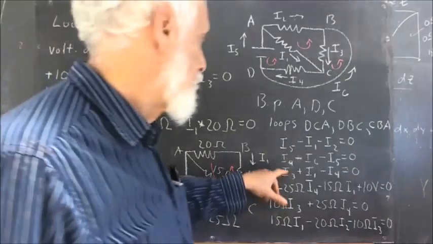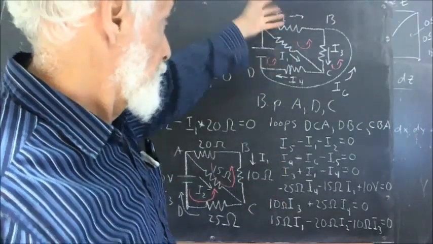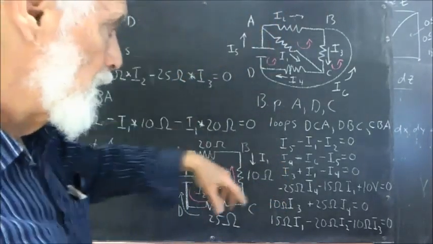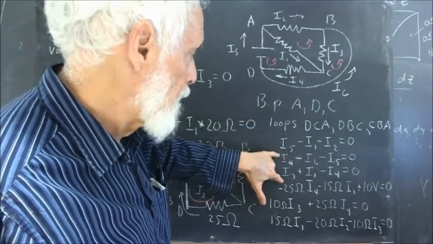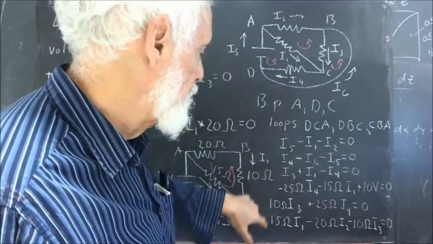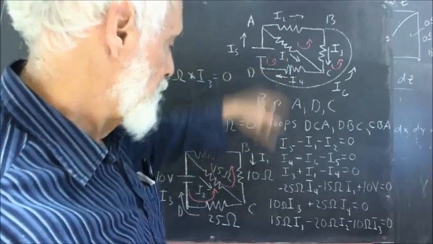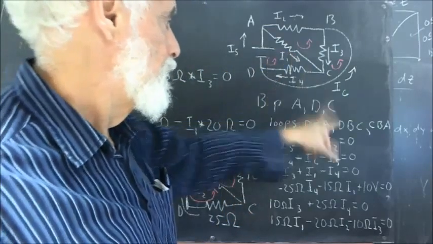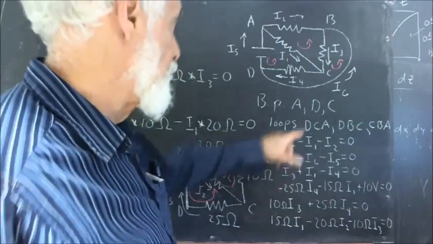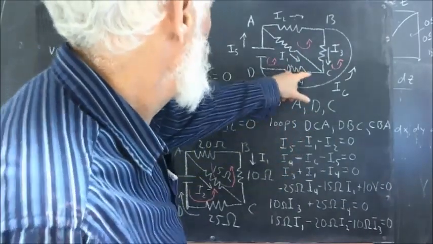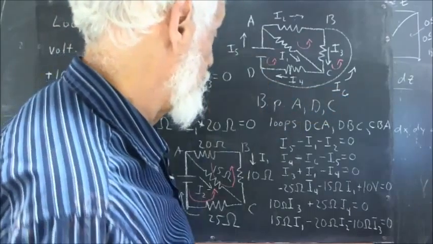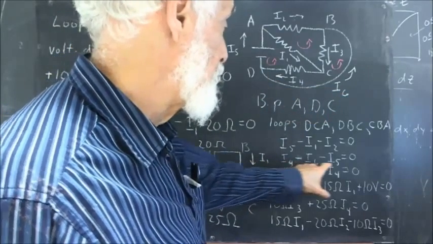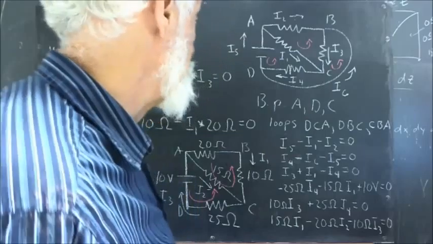Okay, so we see here's our circuit, and we're going to check out branch points D and C and the loops DBC and CBA. So first, branch point at D. We have I4 coming in, we have I6 going out, we have I5 going out. So we have I4 minus I6 minus I5 equals 0.